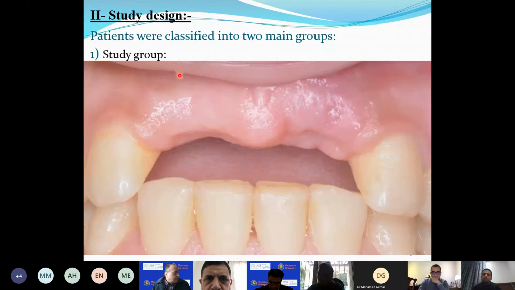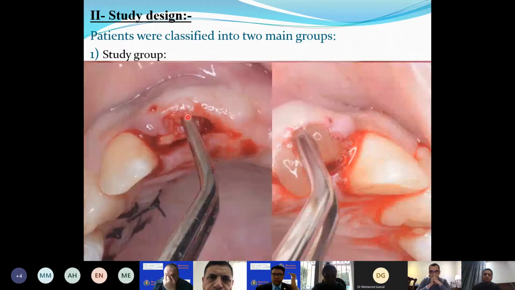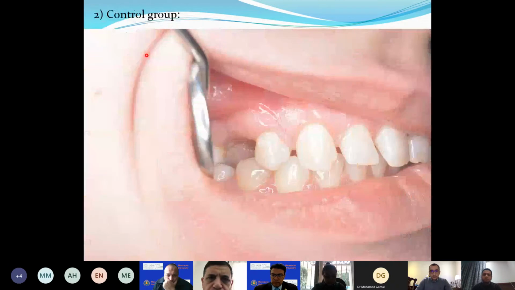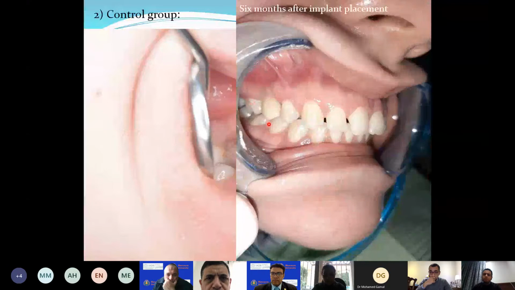Study design: patients were classified into two main groups. A study group, which included 10 patients seeking implant placement at two sites in the upper anterior and premolar area with thin gingival phenotype. Implants were placed with the application of PRF on one side and the application of subepithelial connective tissue graft on the other side. Control group: it included 10 patients seeking implant placement in the upper anterior and premolar area with thin gingival phenotype. They received their implants without any soft tissue augmentation.